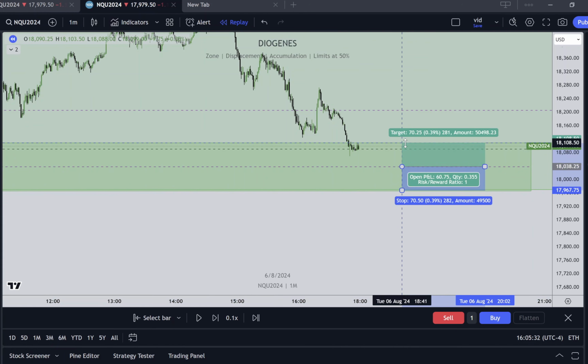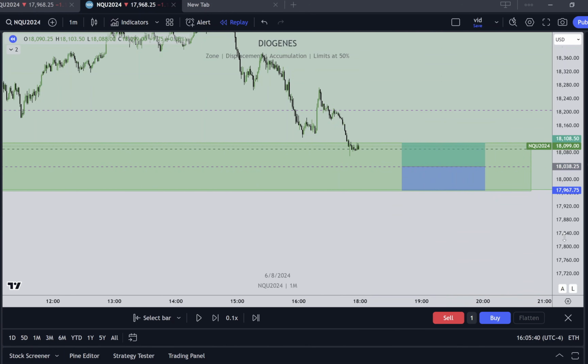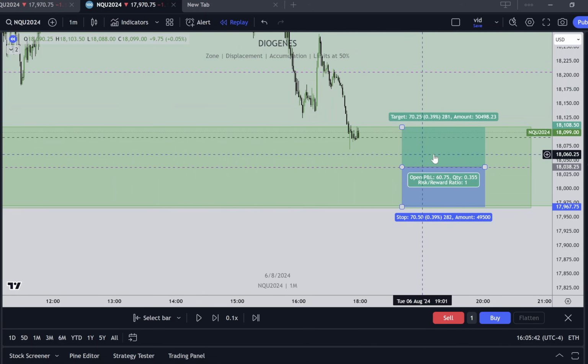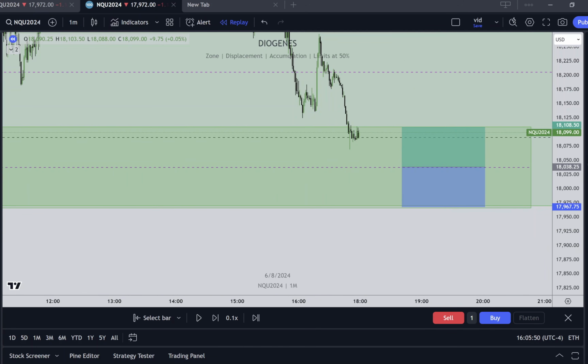And as always, I'm going for the 1-to-1. So that's a huge zone with the 70 points, but you need to adjust your risk accordingly. You can use here just 1 micro or something like that for risking $100.